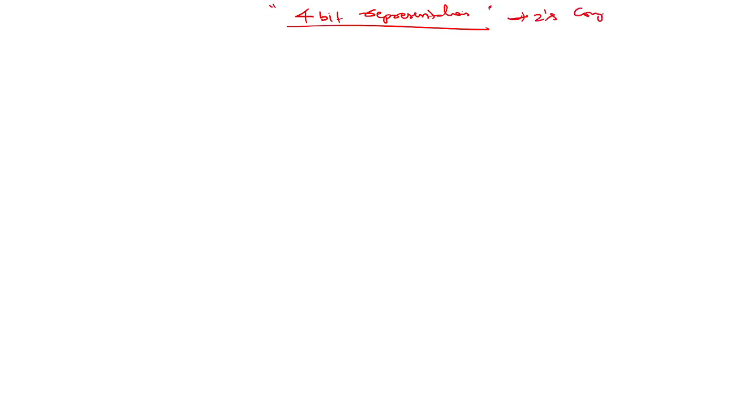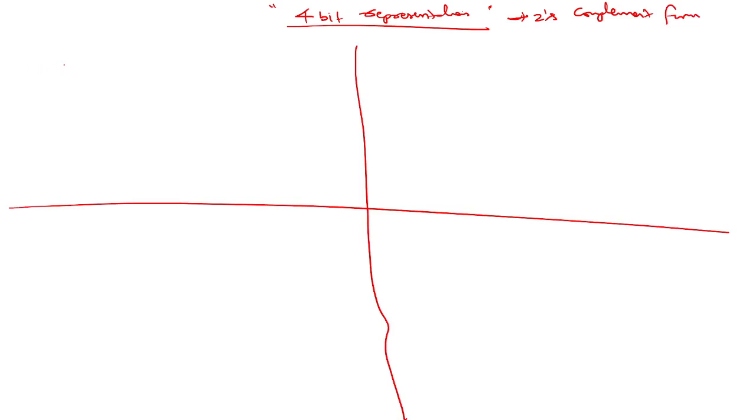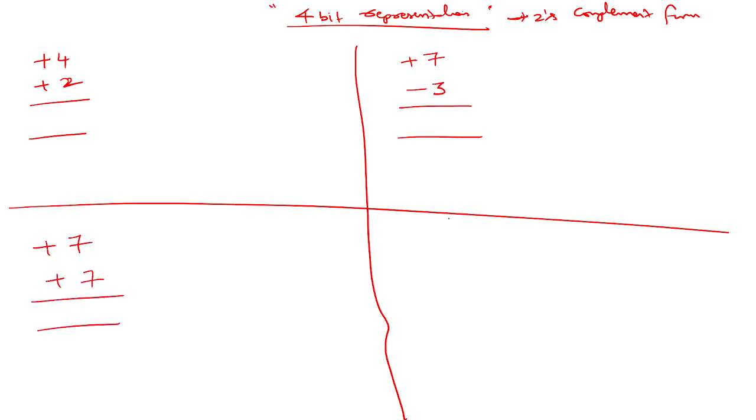This is 2's complement form, right? So let me divide into 4 quadrants. Let's say I have +4 and +2. Then there is +7 and -3. I have +7 and +7. Then I have -7 and -7. So we all know these answers already, right? What a funny question this is, right?